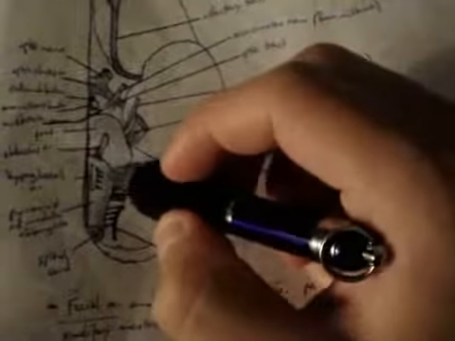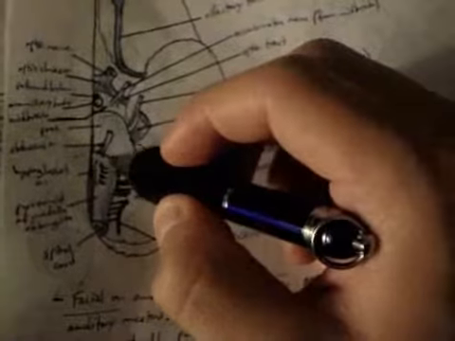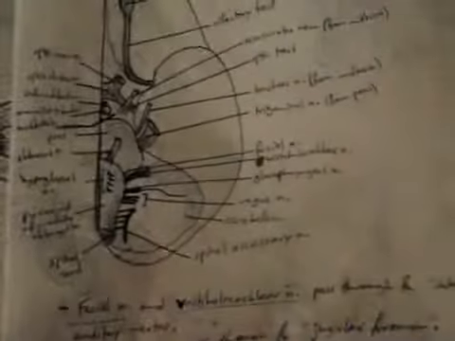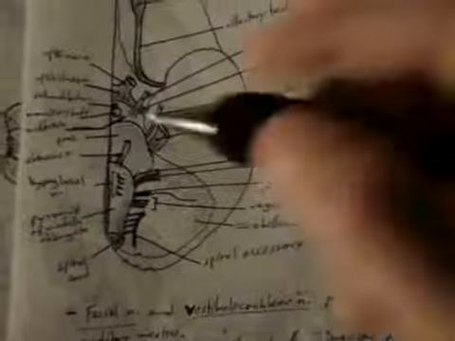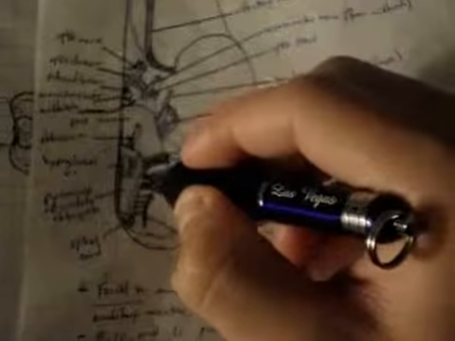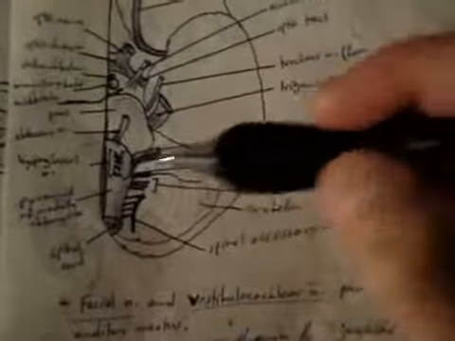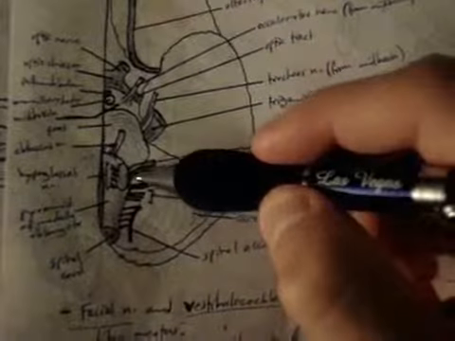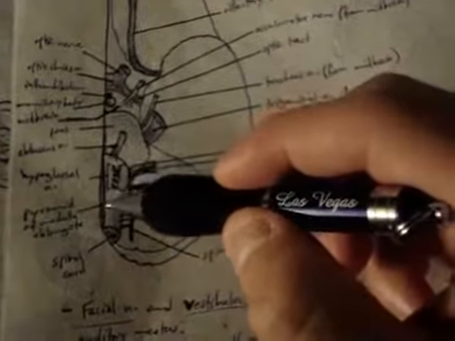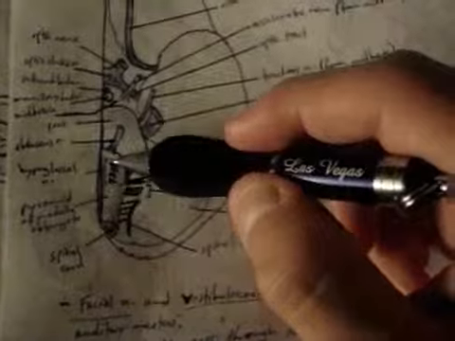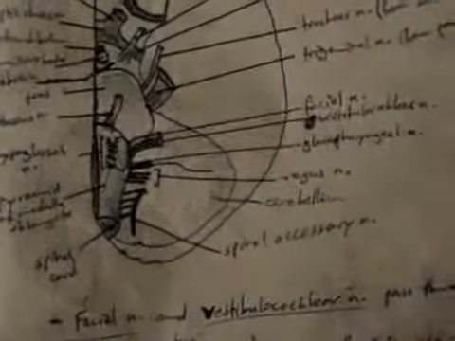I have not clearly shown here the olives of the medulla oblongata. The olives are located in this area here, so if I can just make a circle here. Note that medial to the olives are the pyramids.